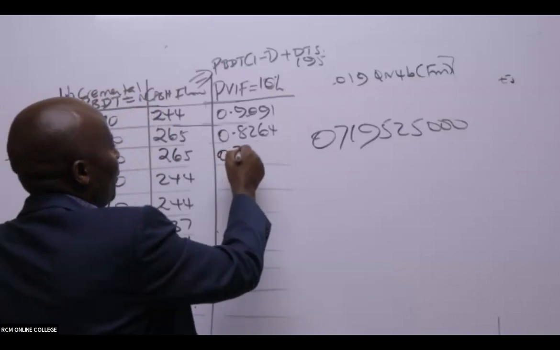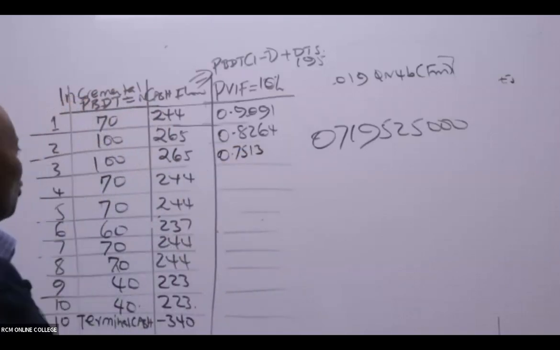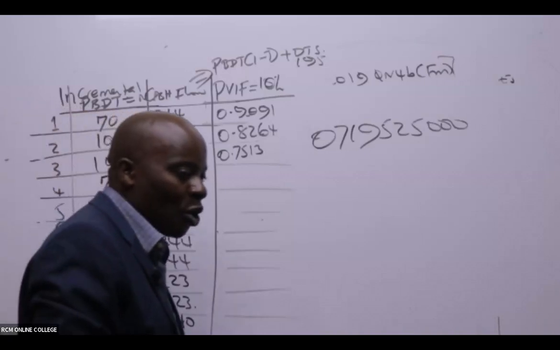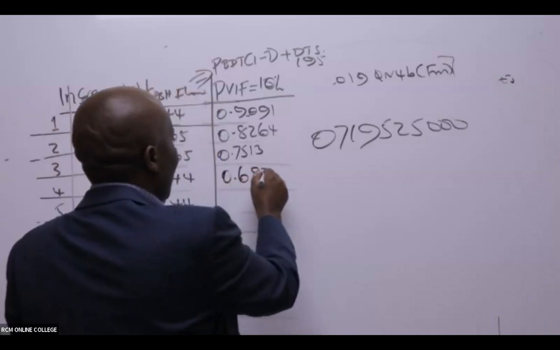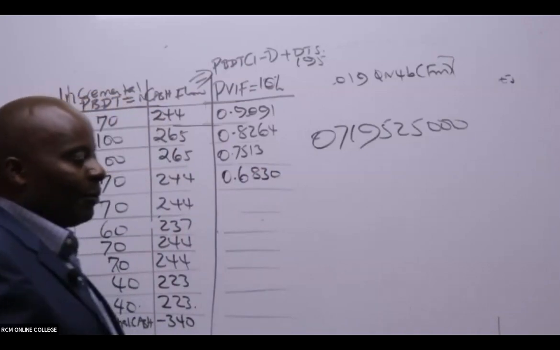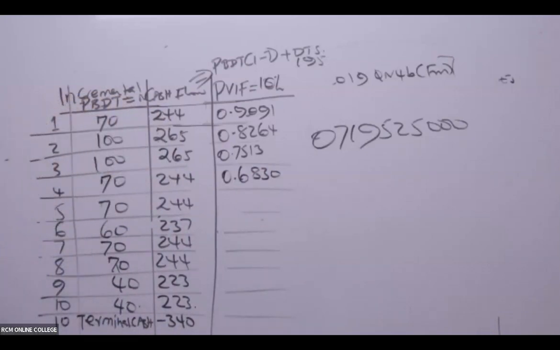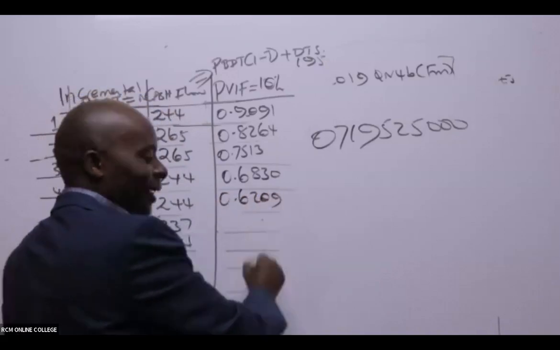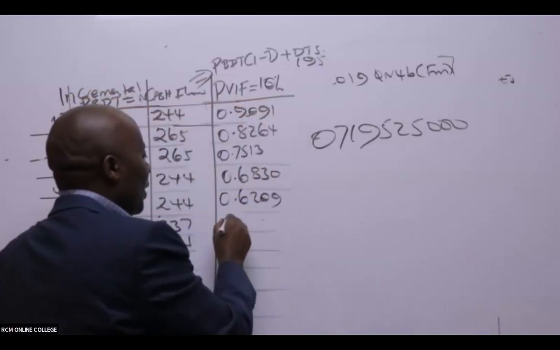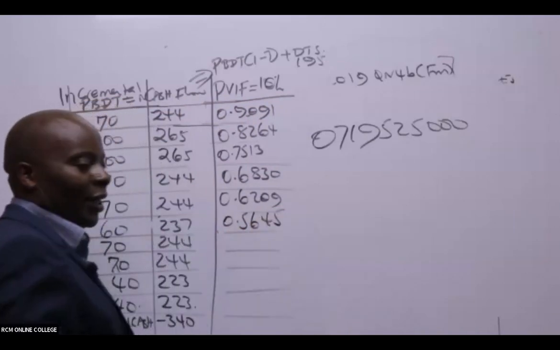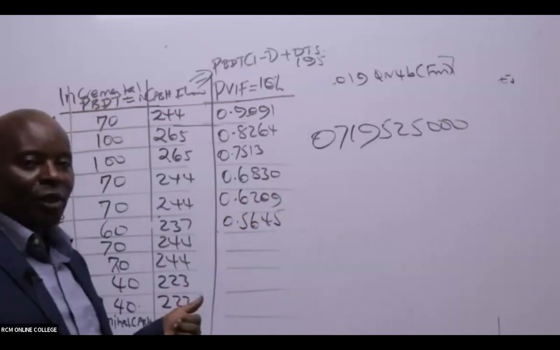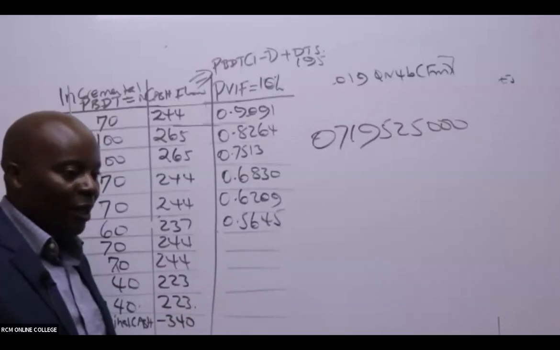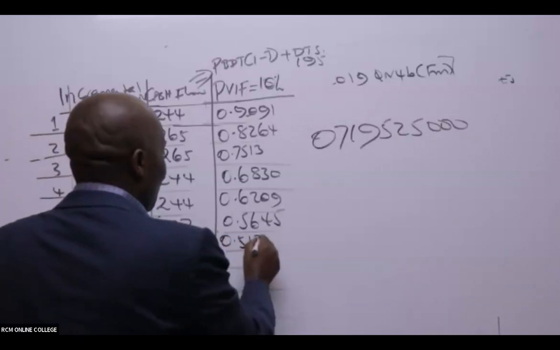0.7513. From there, we go to year four, 0.6830. From there, we go to year number five, 0.6209. 0.5645. Thank you so much. 0.5132.